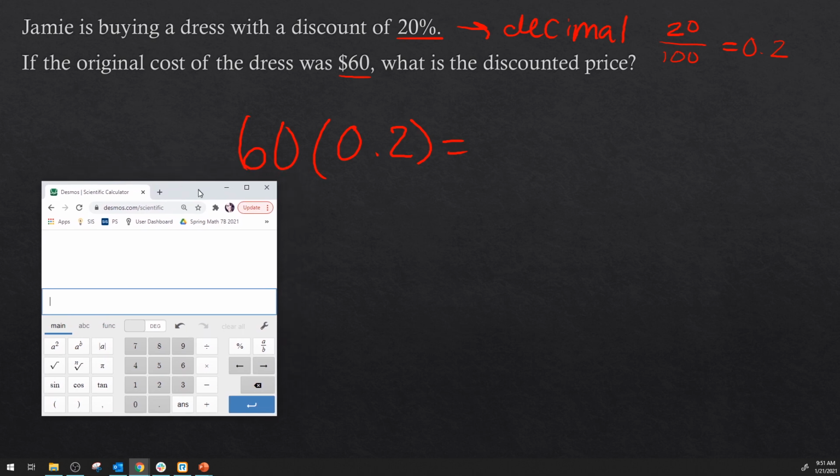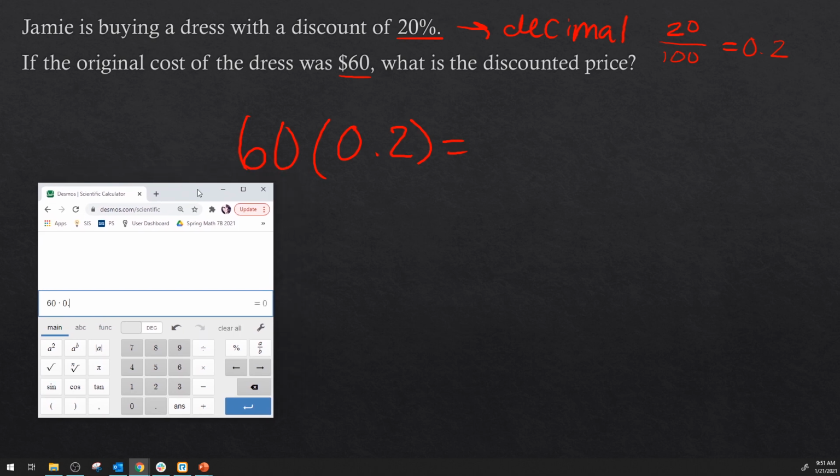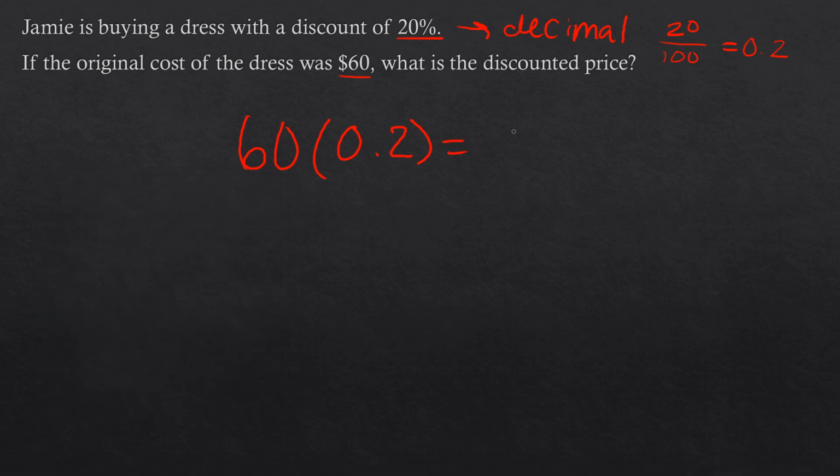So if I were to take 60 and multiply it by 0.2, I get 12. So $12 is how much money is going to be taken off of the dress when I go to a register. Okay, I'm not paying $12 for my dress. That's super, super cheap, and that seems like a lot more than just 20% off, right? So $12 is how much money is going to be taken off of my dress.